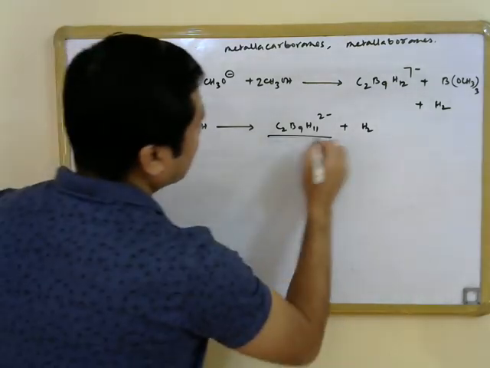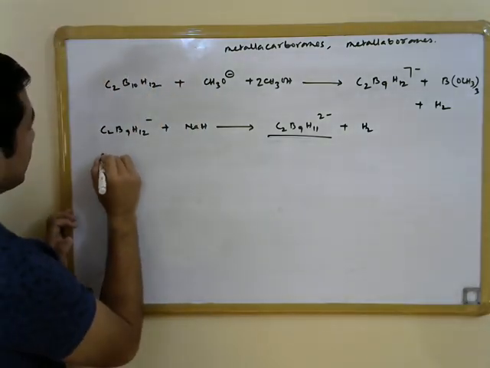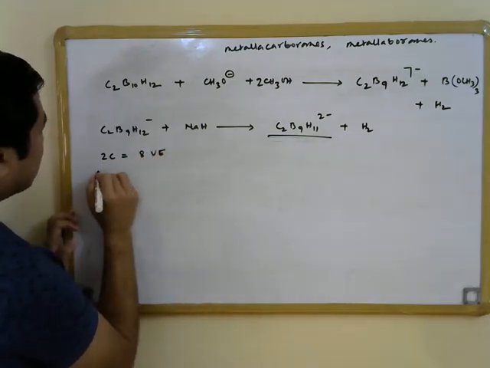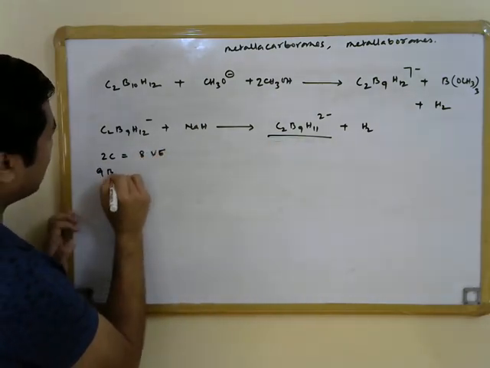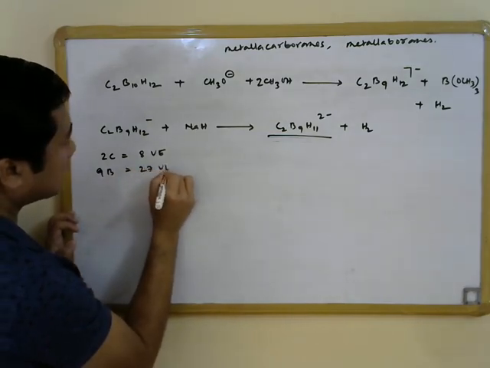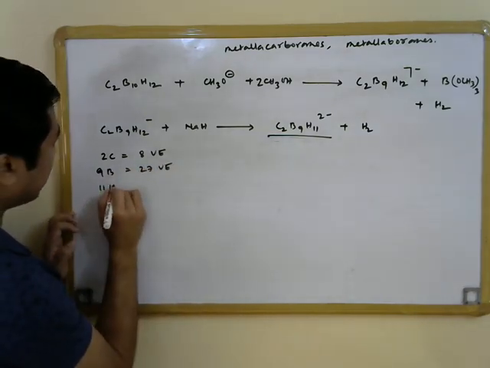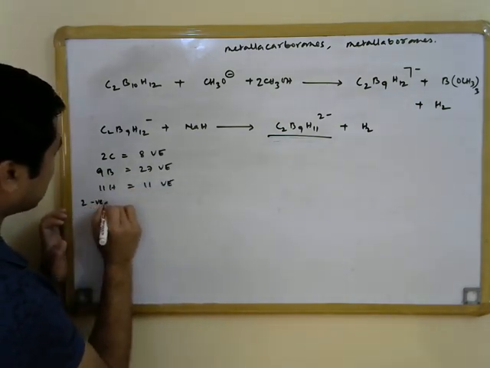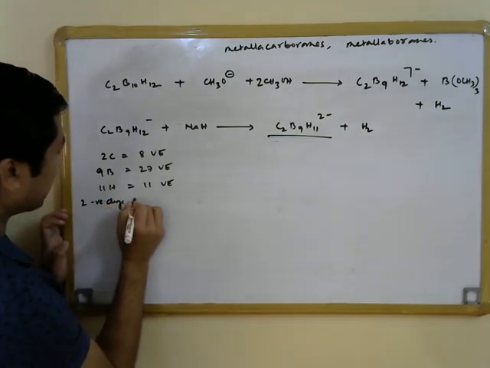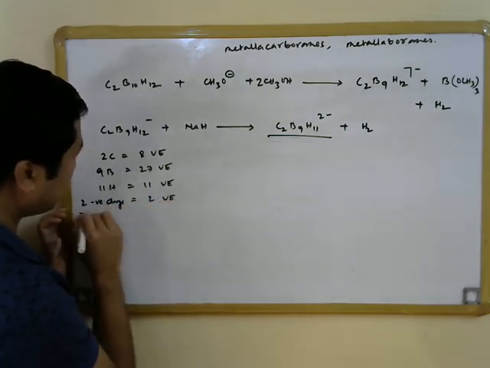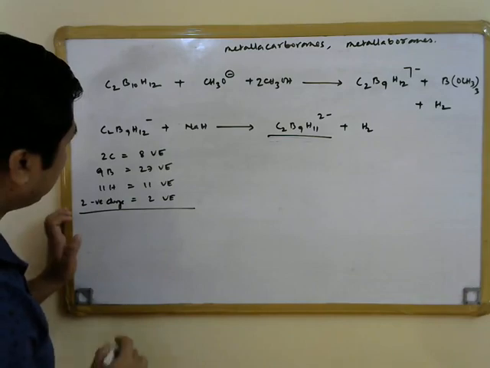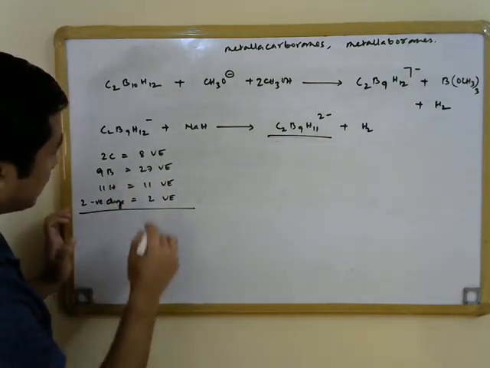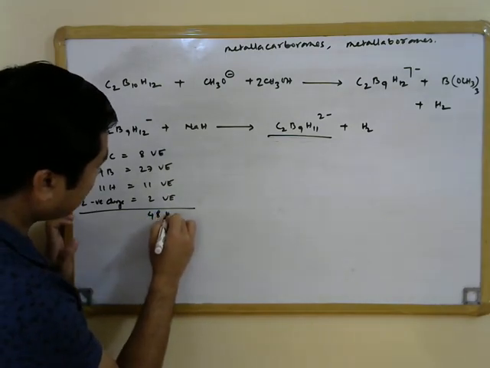So if we do electron counting for this particular species here, we have 2 carbons, so that is 8 valence electrons. We have 9 borons, so that is 27 valence electrons. We have 11 hydrogens, so 11 valence electrons. We have 2 negative charges, so that is 2 valence electrons. So total electron counting, 8 plus 27, 35 plus 11, that is 46 plus 2, it is 48 valence electrons.